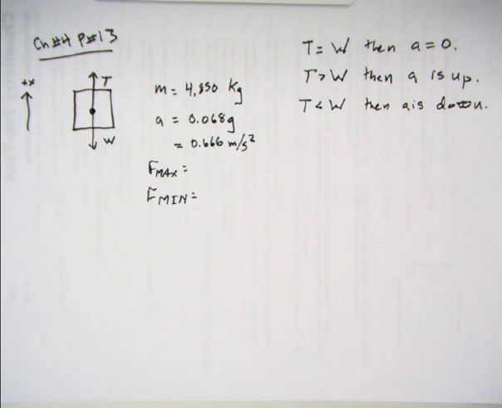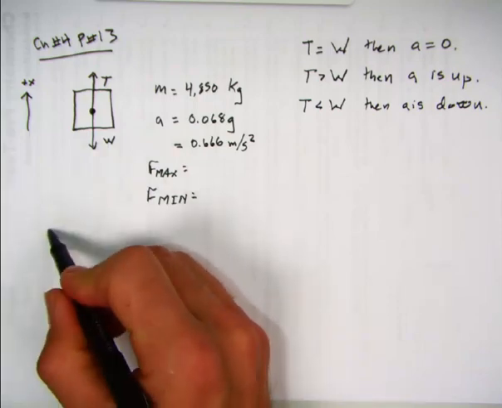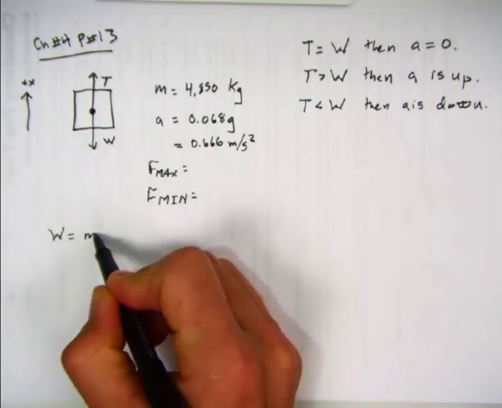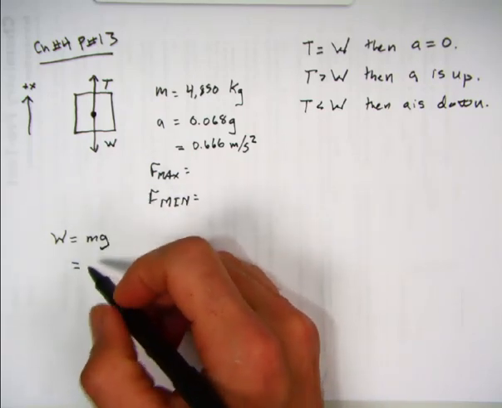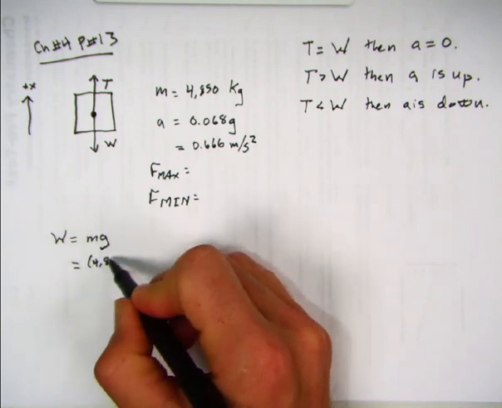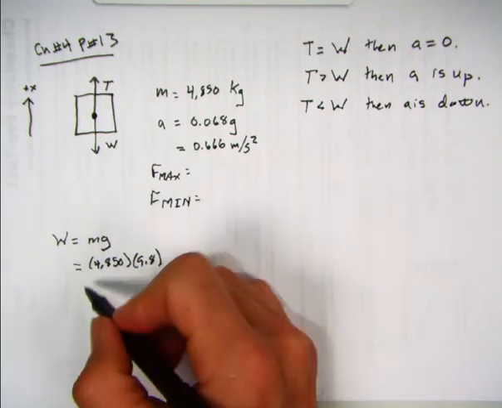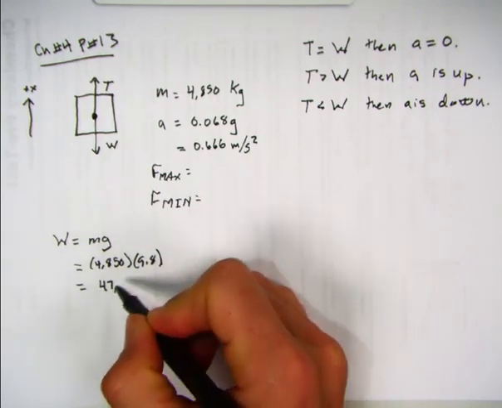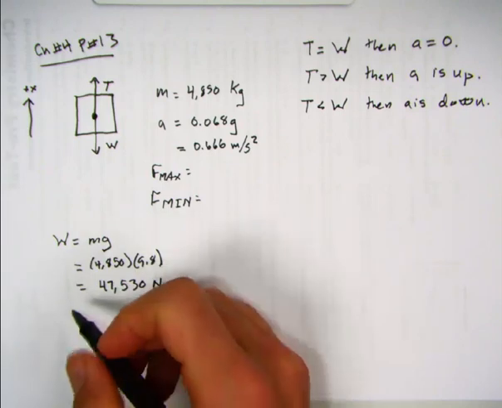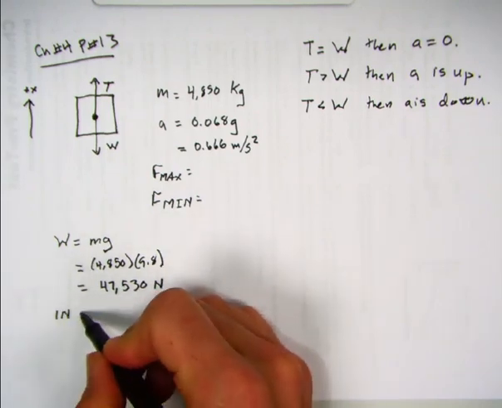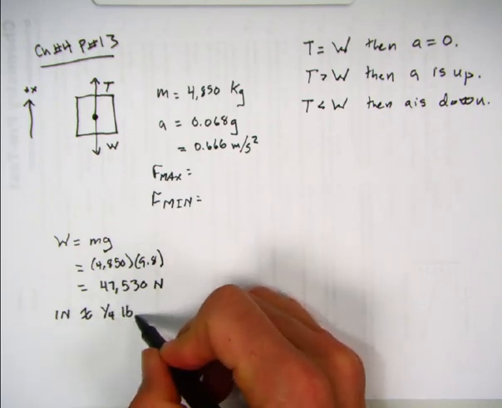All right, so let's figure out what some of these things are here. Well, we know weight is equal to mg. So let's figure that out. We know the weight of this elevator. So if we plug in 4,850 times 9.8, we find that the elevator has a weight of 47,530 newtons. And just for an approximate idea, 1 Newton is about a quarter of a pound.